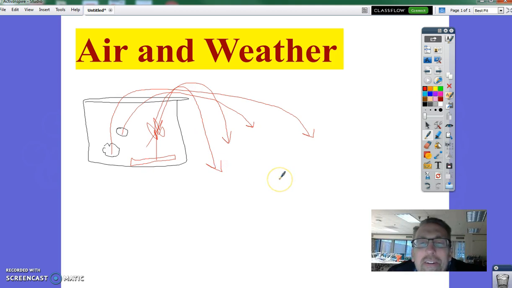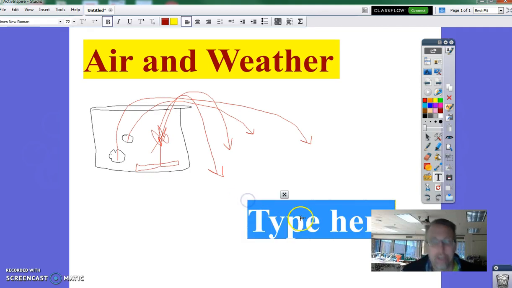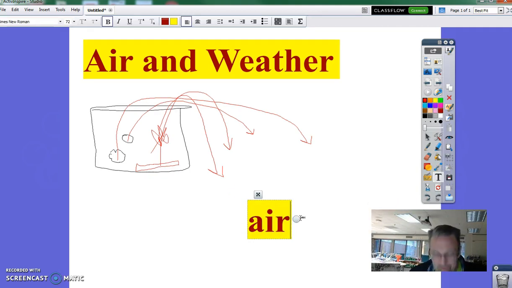All right, raise your hand and tell me what's in the bag. If you said there's nothing in the bag, you're partly right, but you're also not thinking like a scientist. A scientist would say, well, actually, there is something in the bag, and it's our good old friend, air. So air is in the bag.